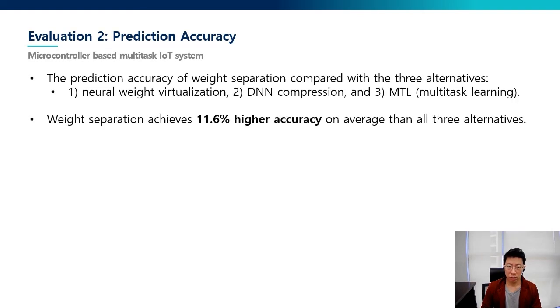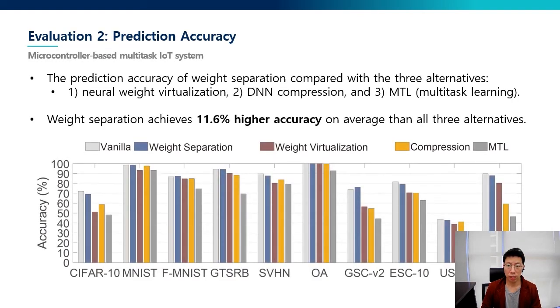The next evaluation is to compare the prediction accuracy of weight separation against three alternative techniques, that is, neural weight virtualization, DNN compression, and multitask cloning. And this figure shows the prediction accuracy on a multitask IoT device along with vanilla DNNs that do not apply any of these techniques. The result shows that the weight separation achieves 11.6% higher prediction accuracy on average.